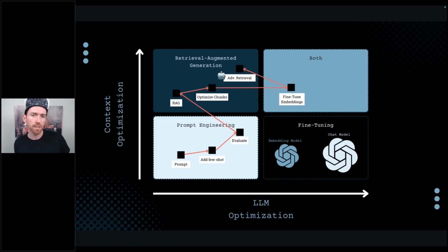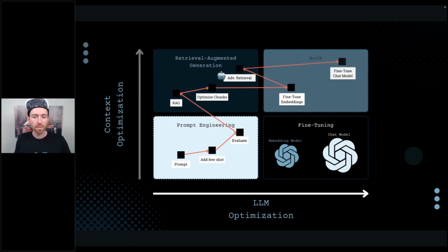This is where agents generally come in. This is where I'm going to try to augment retrieval with additional search tools. This is what we'll do today. And then maybe I fine-tune the chat model, the generative model, in the end.